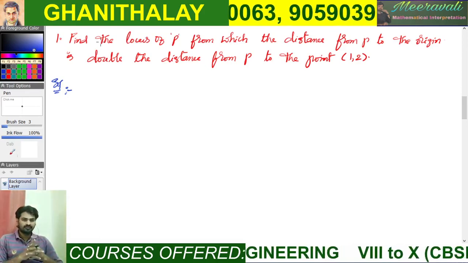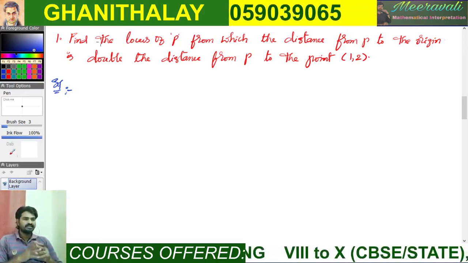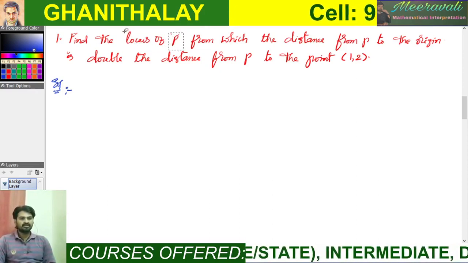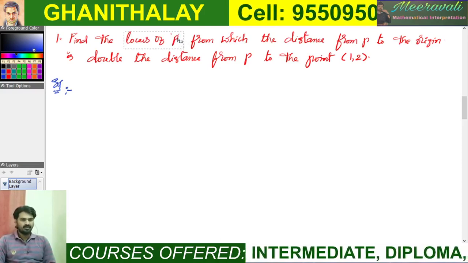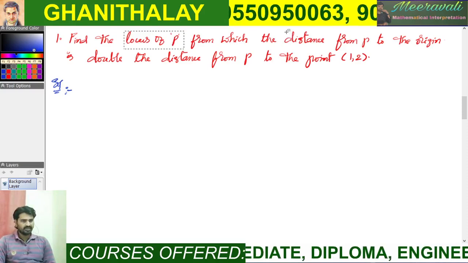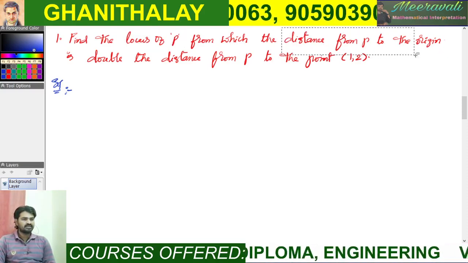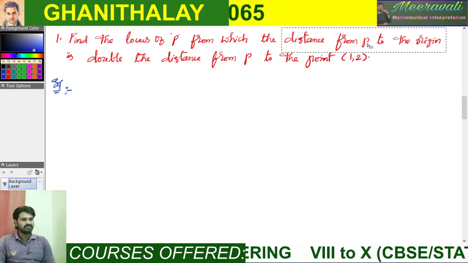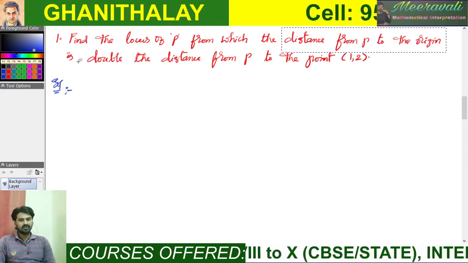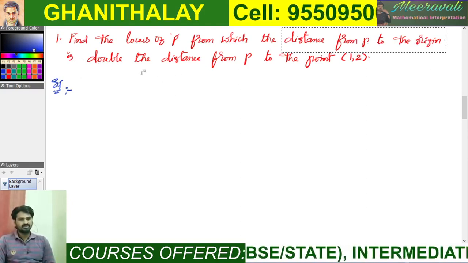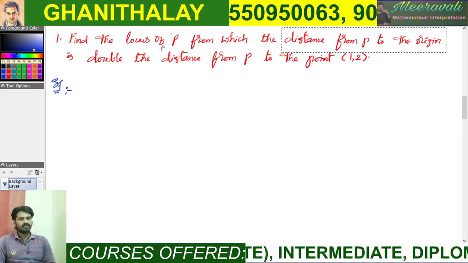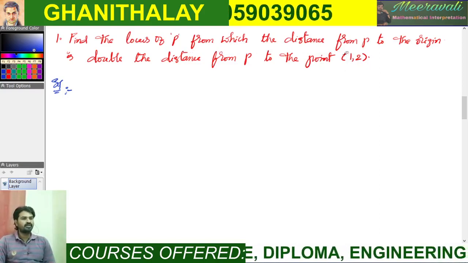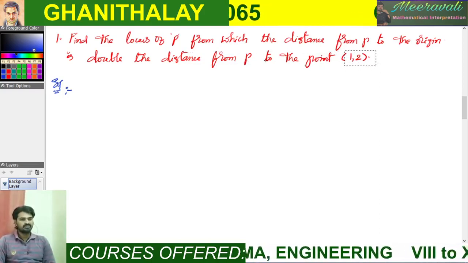Observe here: find the locus of P, where the distance from P to the origin is double the distance from P to the point 1 comma 2. Locus of the point P means you have to take a point P, and the property of that point will be given. The distance from P to the origin is denoted by OP. Double means 2 times the distance from P to the point 1 comma 2. If you take 1 comma 2 as capital A, then the distance from P to A is PA.